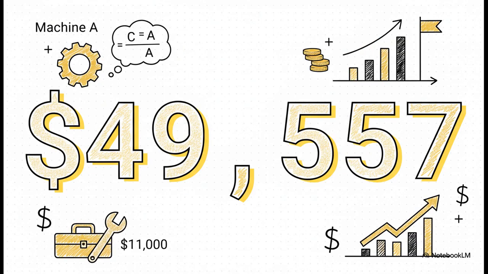So, for machine A, we run our three-step calculation on its $105,000 price tag. That gives us its annualized capital cost. Then, we just add the $11,000 in annual maintenance. So what's the grand total? The true equivalent annual cost for machine A comes out to $49,557. Let's hang on to that number.